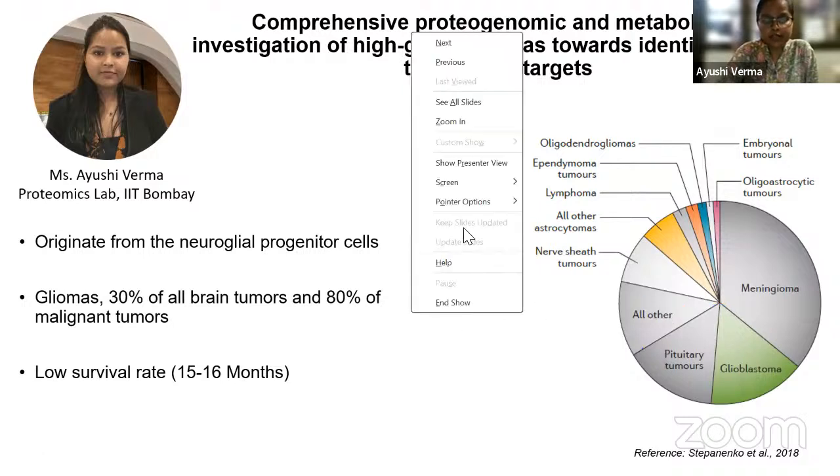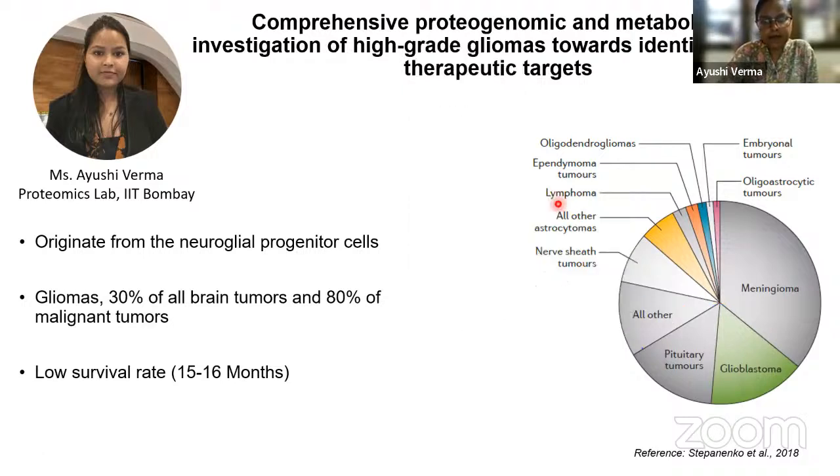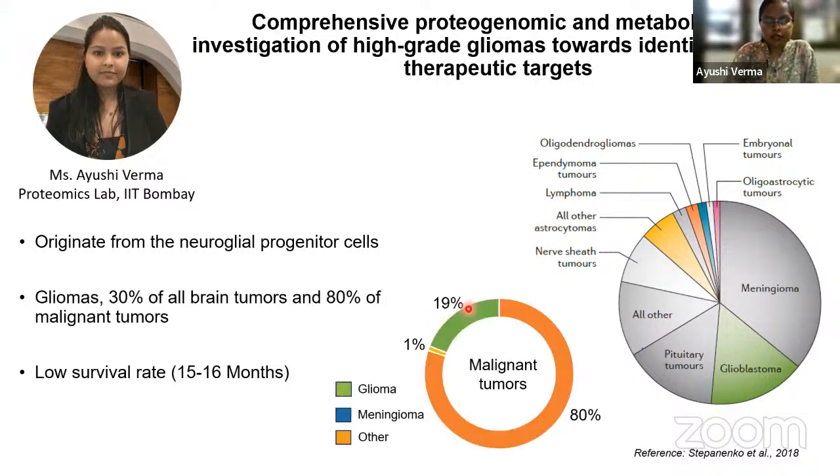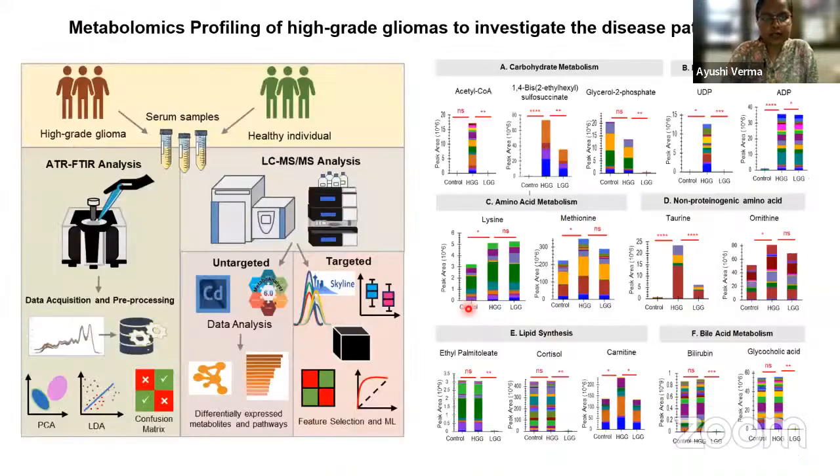And the patient with this tumor has a very low survival rate. So we are trying to understand the pathobiology of this tumor, and it is the most malignant tumor of the central nervous system. Towards investigating this tumor, we have performed metabolomics profiling, where we have used spectroscopic-based methods, which is ATR-FTIR. We have also performed LC-MS based analysis using both approaches, untargeted and targeted.